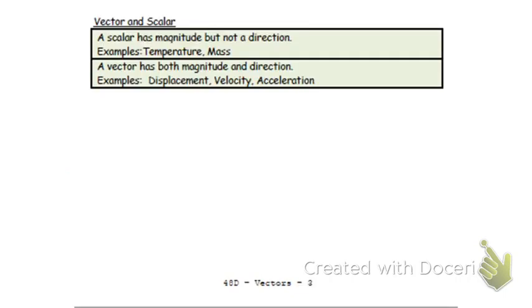Okay. So scalar. Scalar has magnitude but not direction. Examples are temperature and mass. And speed. You know, speed would also be distance traveled, all those kind of things. And then vectors, well, we've got displacement, velocity, acceleration, force, you know, weight or whatever. That's a vector.